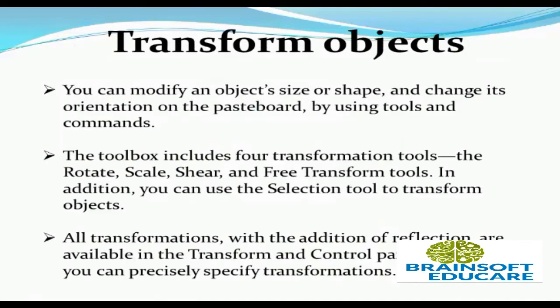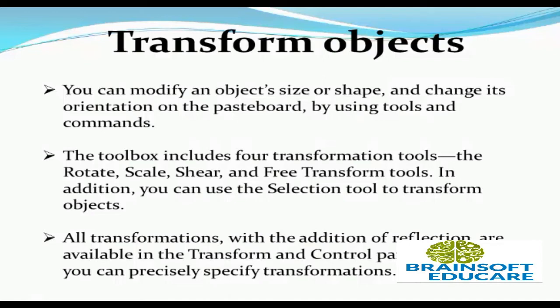You can modify an object's size or shape and change its orientation on the pasteboard by using tools and commands. The toolbox includes 4 transformation tools: the rotate, scale, shear, and free transform tools. In addition, you can use the selection tool to transform objects.